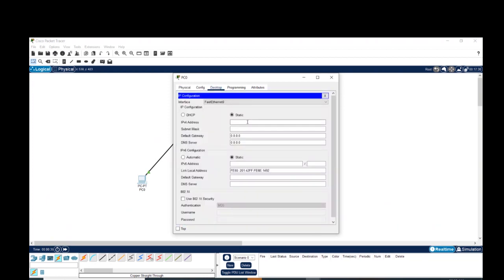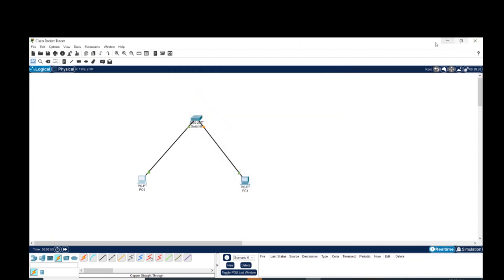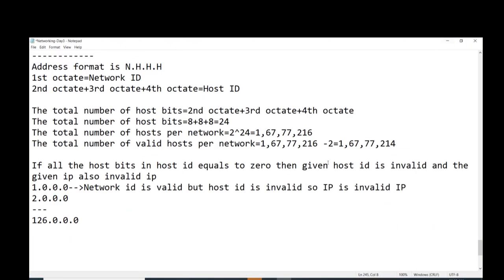Now if you go here, desktop IP configuration static, you assign 1.0.0.0 and it says invalid IP for this subnet mask entered, because the network ID is valid but the host ID is invalid, so it is not accepting. Yes, sir. The host ID is invalid because all the bits in the host ID are equal to 0. So that I cannot assign. That's the reason we have done -2 here.